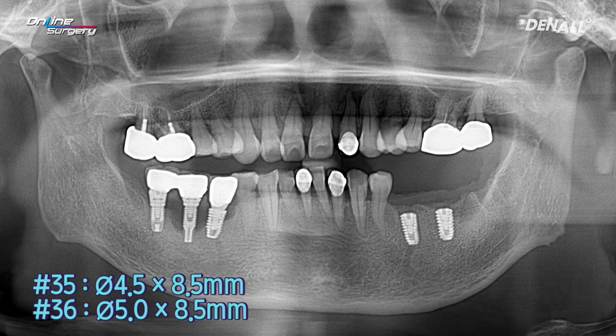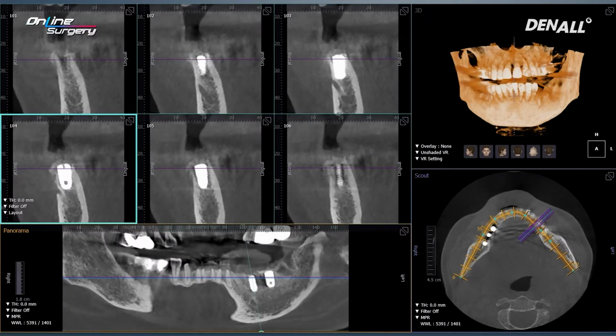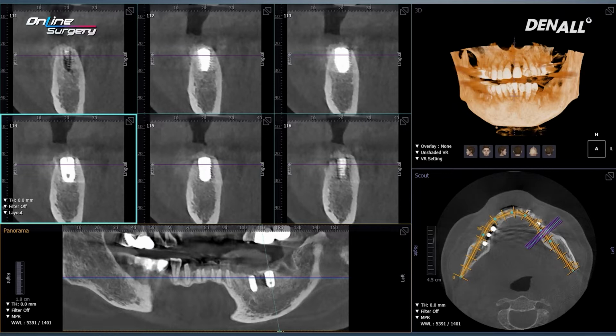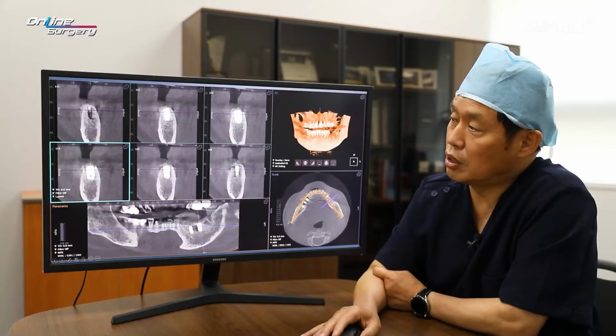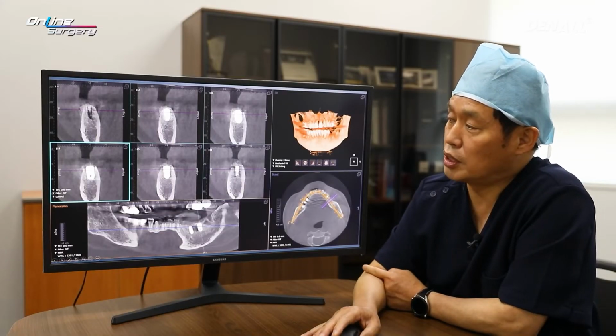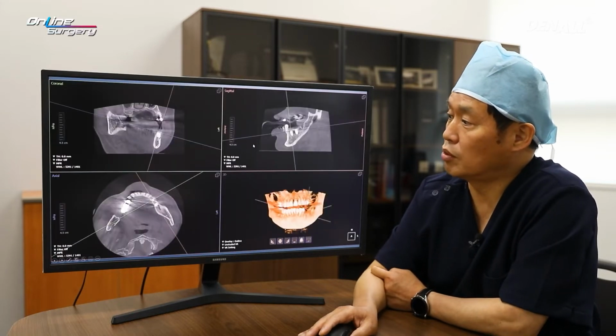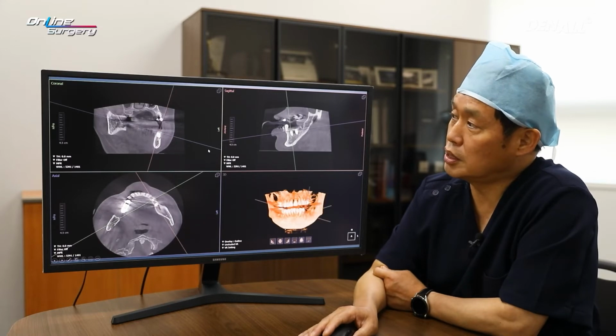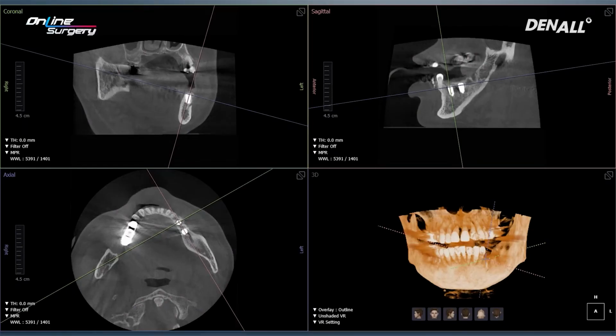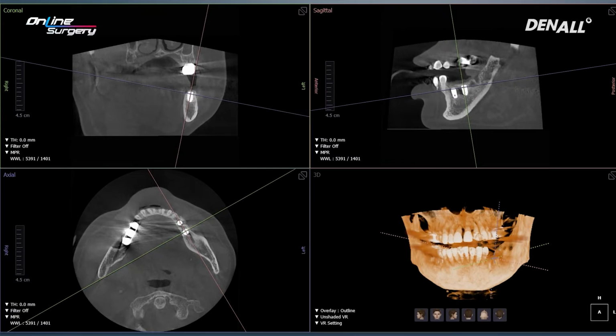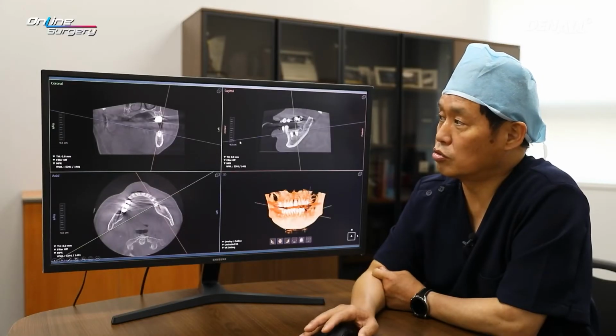placed and GBR was done on top. Bone graft was done. As shown, mental foramen is here, 4.5 by 8.5 implant it was placed, and distal to that, 5.0 by 8.5 implant was placed. On top of that, bone graft was done. In order to prevent alveolar bone resorption, bovine bone was used, a xenograft was used for GBR. Post-op CT shows that the implants were placed accordingly with our original plan and successful surgery was done.